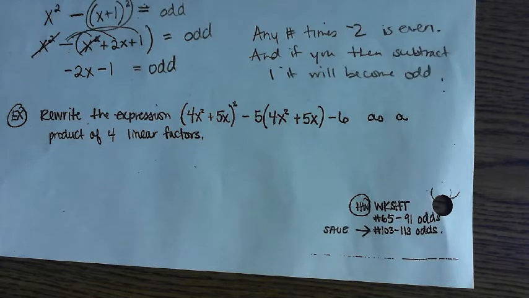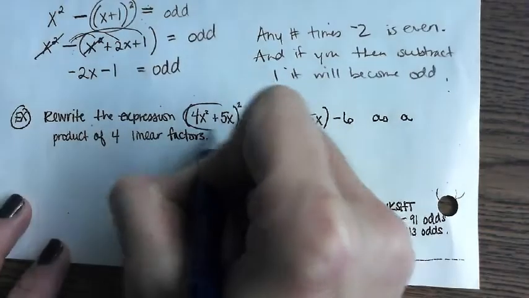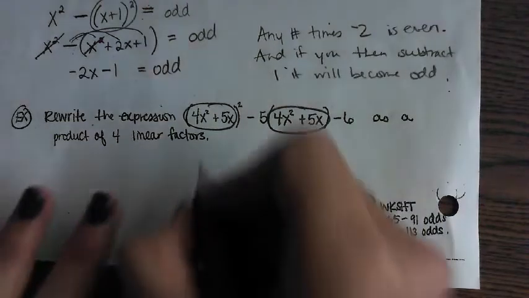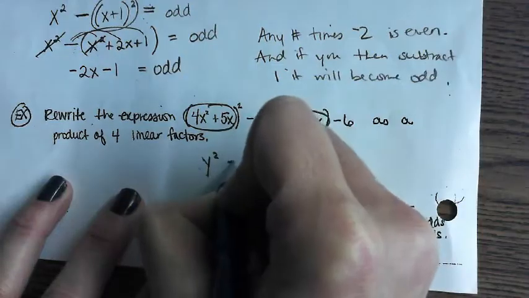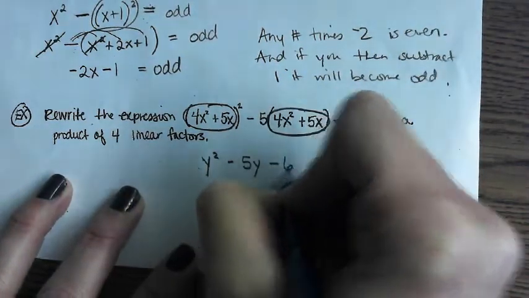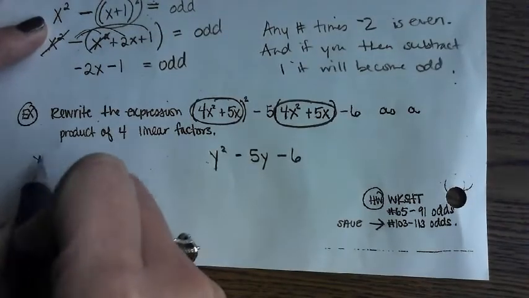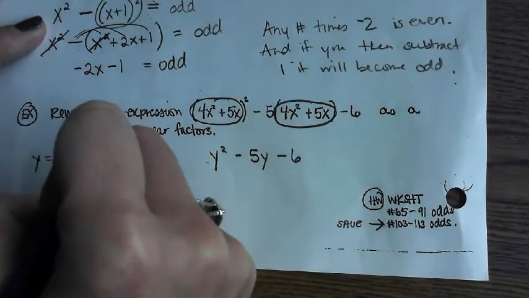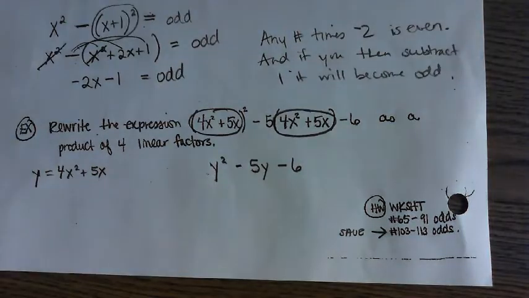I am not going to square everything out, distribute my negative 5. It's not going to be easier that way. What I am going to do is I'm going to replace this with a different variable, y. So I'm going to rewrite this as y squared minus 5y minus 6. And I'll remember over here that y is what I used to replace that expression that made it more complicated.